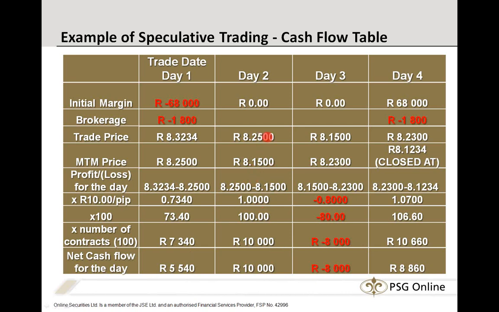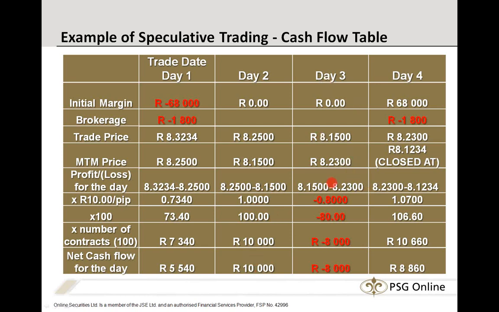Next day, the price drops even further. We're trading at 8.15 now. So there's again a 1 cent movement, which is equivalent of 100 Rand times 1,000. So you've got 10,000 Rand coming the next day. And so it goes on.